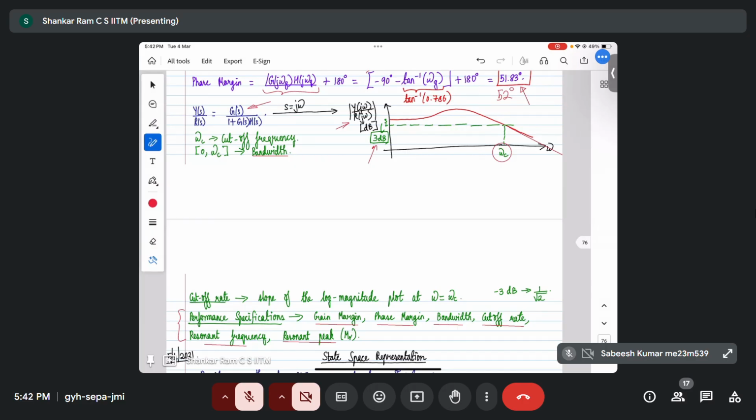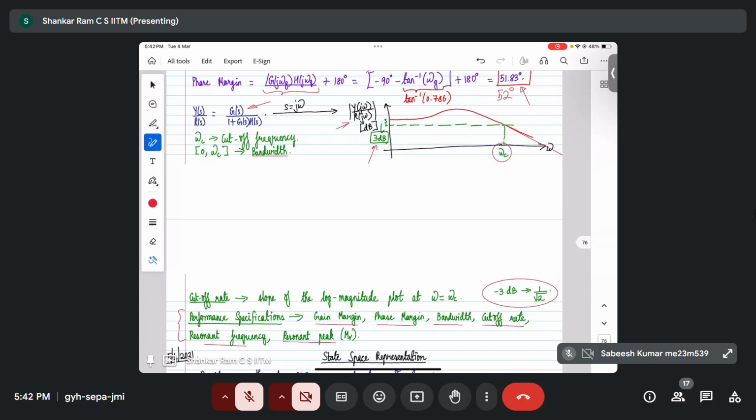That is cutoff frequency. I have already given part of the answer here. I didn't even realize it. Minus 3 decibels corresponds to 1 by root 2. Now you can figure out why. Can you now guess what is 1 by root 2 and what is its significance from a signal perspective?